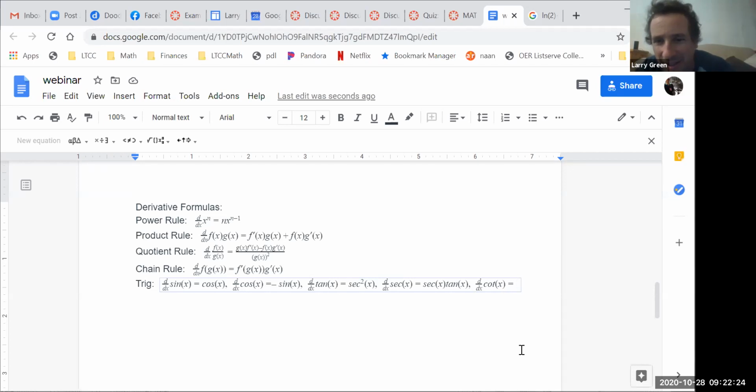Okay, so the derivative of the cotangent of x is, again, we got a co, so it's negative. And it's the negative cosecant of x squared.